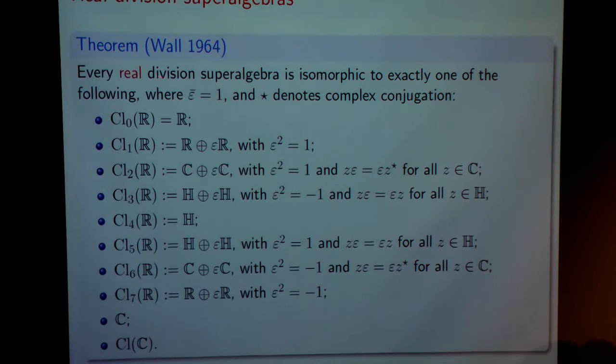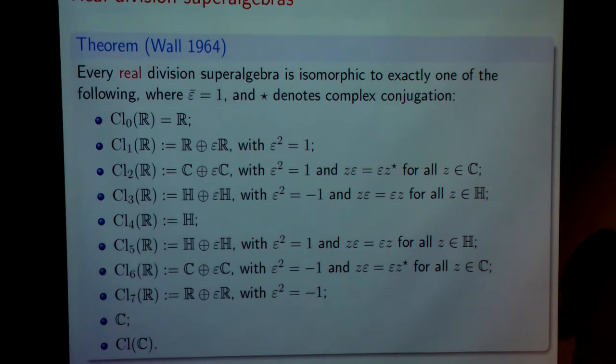Because if you have some real division superalgebra, the even part is just a usual division algebra, so it has to be R, C, or H. Any non-zero odd element is invertible, so it gives you an isomorphism between the even and the odd part, and then you work out a couple other possibilities and you see that you get these 10. So it's not so hard to prove.